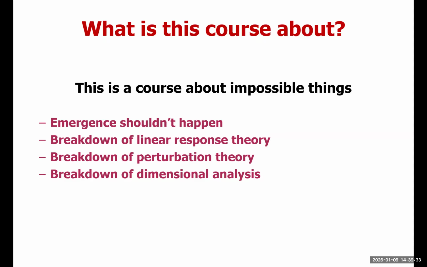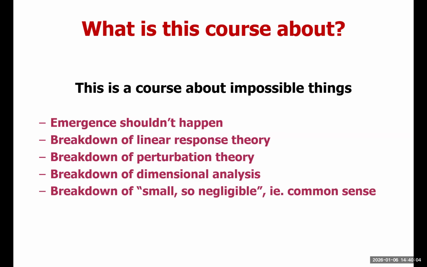I'm using this word breaking down in a deliberately provocative way because I'll explain to you later in the course why what seems to be a breakdown isn't actually a breakdown. But what we're going to see is that when you have a phase transition, when a system becomes emergent, dimensional analysis breaks down and you can't use it. So that's like, wait, how can it possibly be? Everything I was taught about physics started off with dimensional analysis as the most basic thing. How can dimensional analysis be wrong? Well, we're going to find out. So that breaks down.